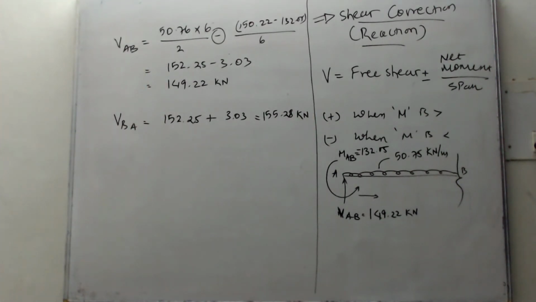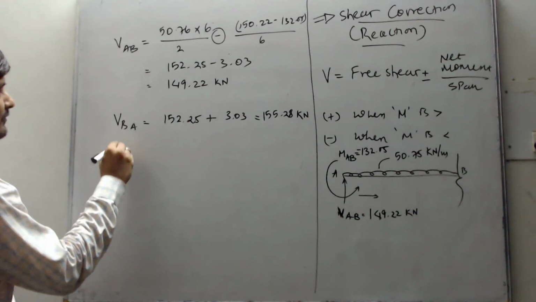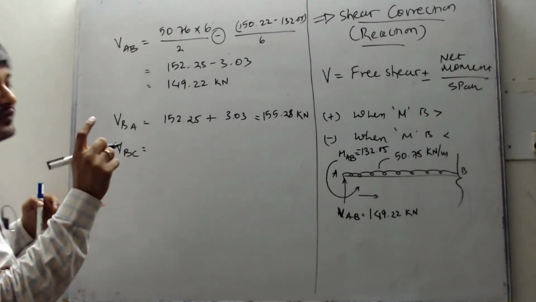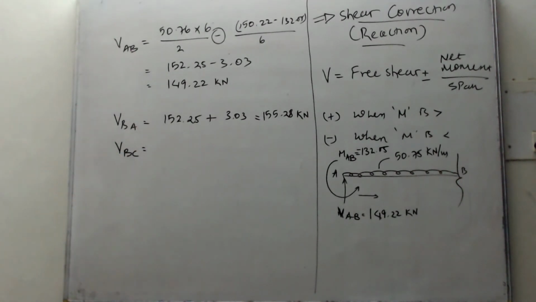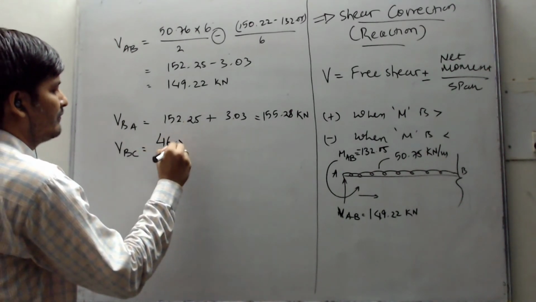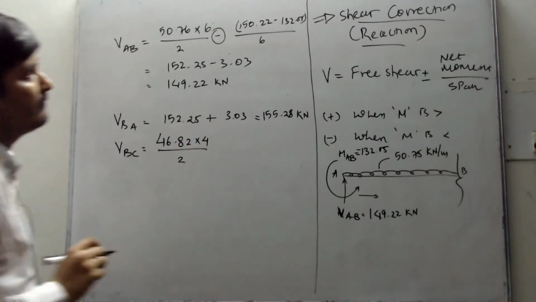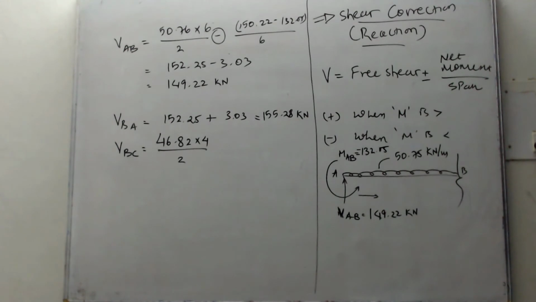Similarly, if I want to calculate shear at BC, so VBC, same WL by 2. For the BC span, what is the W value? For the BC span, W value is 46.82 multiplied by length 4 meter divided by 2. Now whether it will be plus or minus. If you see for BC, my value is 74.59 and on both the sides the values are the same. So ultimately this value will be 0.